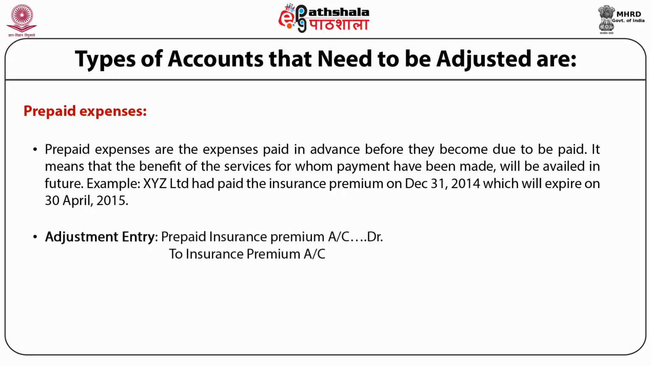Now, what is the adjustment entry which is passed for prepaid expenses? It is prepaid insurance premium account debited to insurance premium account. Simply, the entry will be prepaid expenses account debited to the relevant expenses account. And in this example, the expense is insurance. So the entry will be prepaid insurance premium account debited to insurance premium account.